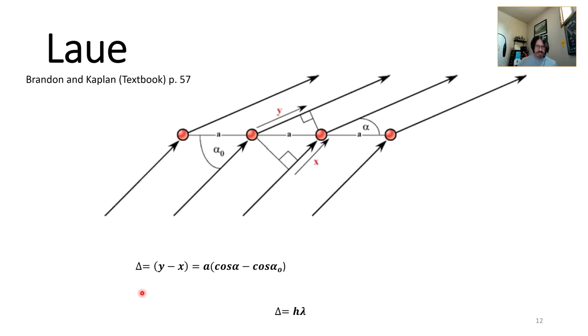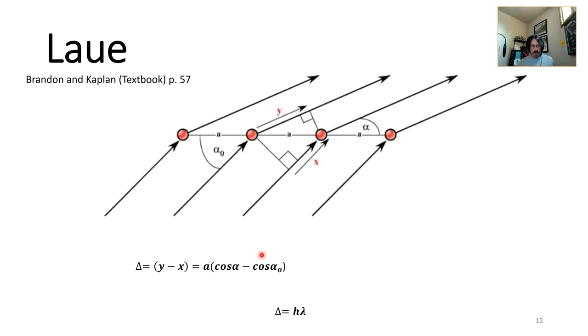Okay, so that's why delta is y minus x. Delta also equals an integer times the wavelength of light. Based on the geometry we have here, we have different angles alpha. The line X makes an angle alpha naught, and the line Y makes the angle alpha. These atoms are separated by the lattice parameter A. So delta equals A (cosine alpha minus cosine alpha naught). Delta also equals H lambda.